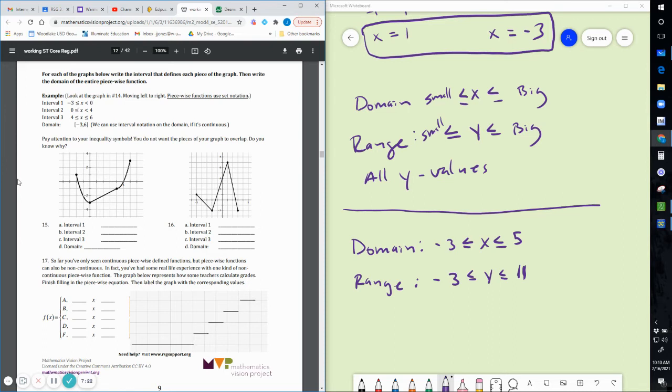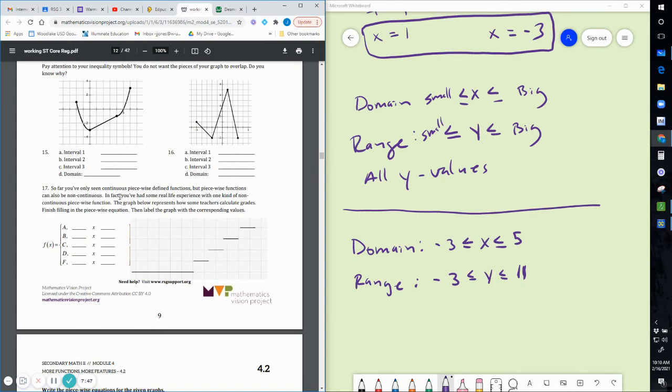Number 17 says, so far you've only seen continuous piecewise functions. Continuous meaning it's all connected. But piecewise functions can also be non-continuous. In fact, you've had some real-life experiences with one kind of non-continuous piecewise function. The graph below represents how some teachers calculate grades. Finish filling in the piecewise equation, then label the graph with the corresponding values. So let's look and see what it wants us to do here. After looking at it, it looks like the numbers are all missing, so I'm not really sure what to do there because it looks like it's cut off somewhere, and so the curriculum needs to do a better job.